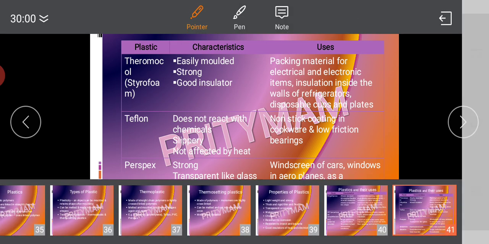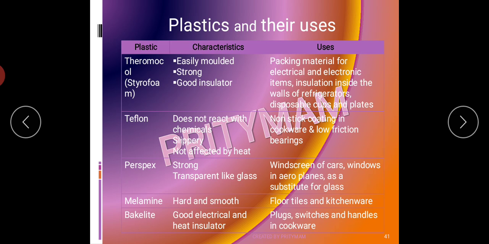Perspex. This is strong and transparent like glass. It is used to make the windscreens of cars, windows of aeroplanes, and so on. It is also used as a substitute for glass. Melamine. It is hard yet smooth, and it is used to make floor tiles and kitchenware.